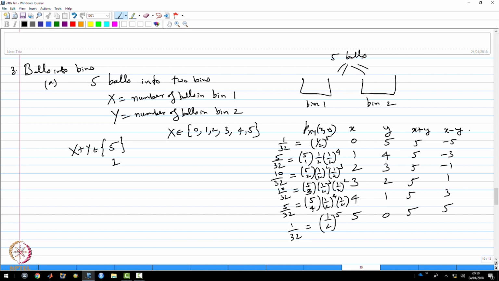But if you look at min of X, Y, you might have a slightly more interesting situation.